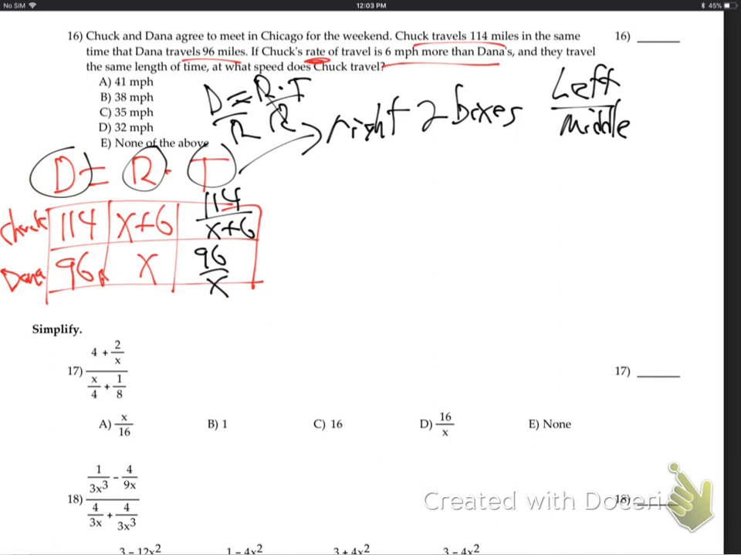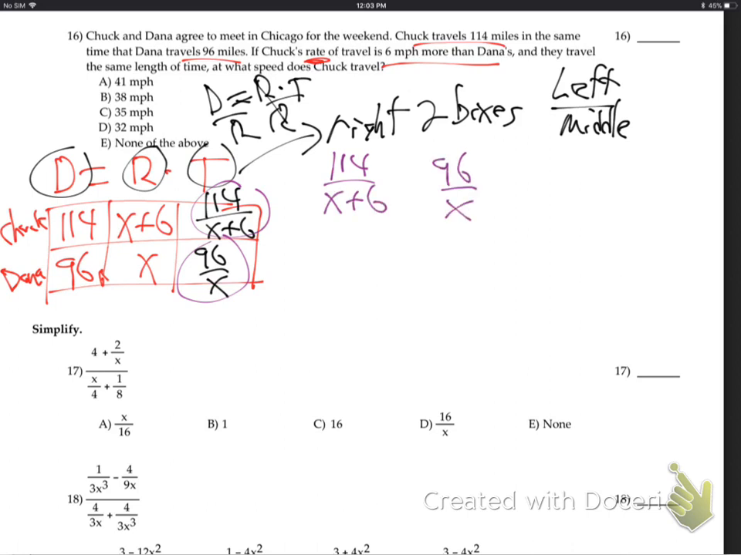It's 96 over X, isn't it? The right two boxes are always left over middle, left over middle. Might be good to put this whole thing on your 3x5 card if you have room. All right, now what else do we do now? We grab out these two boxes.